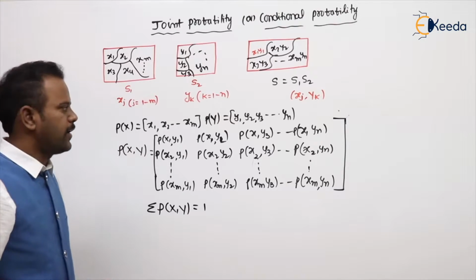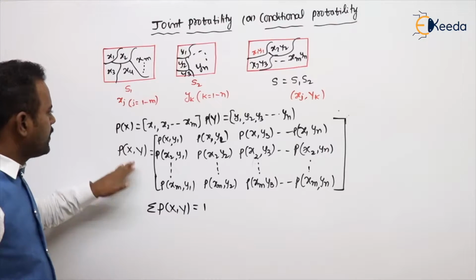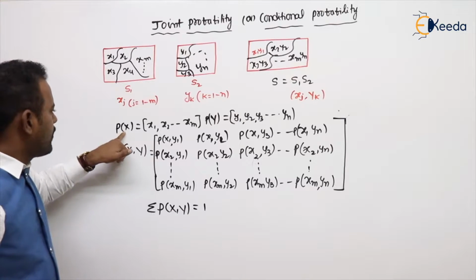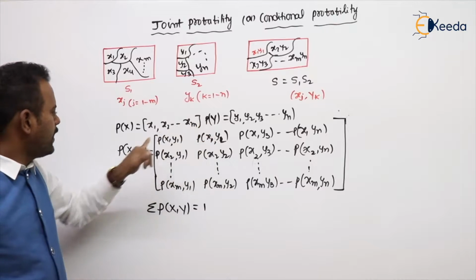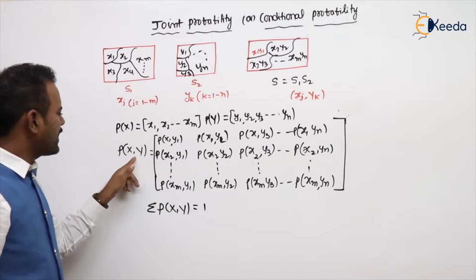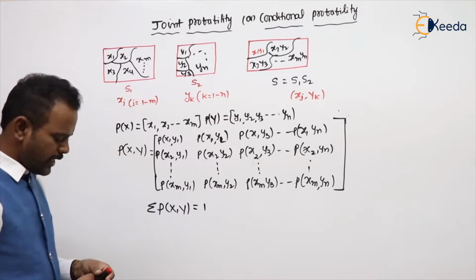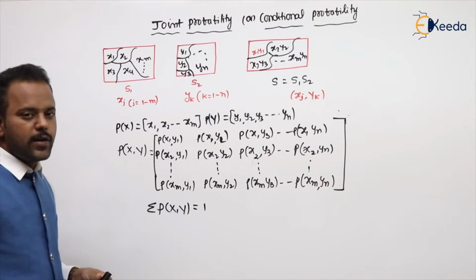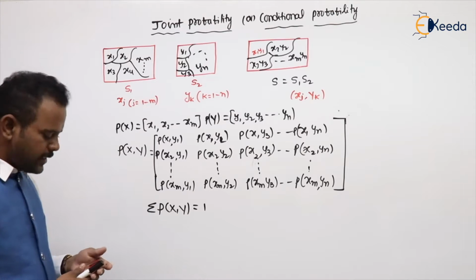Are you getting my point or not? Now, here we are having the 3 sets. One is P of x, P of y and P of xy. So xy comma you can write, or directly xy also you can write. Now we are having the 3 entropies corresponding to these 3.